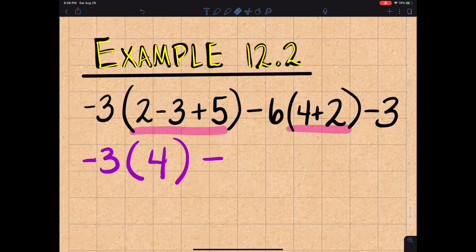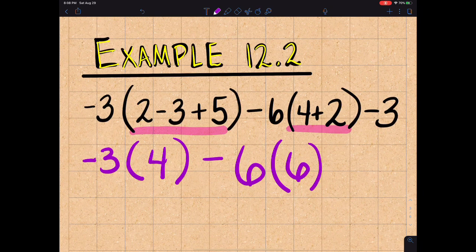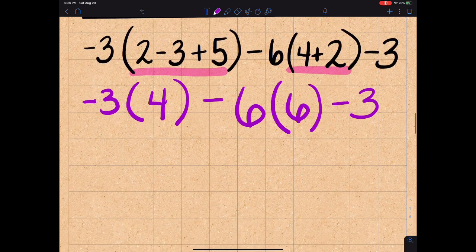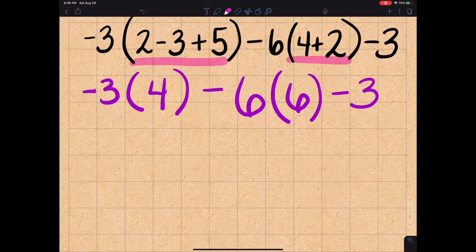I'm going to bring the rest of it down. So minus 6. And what's inside the parentheses is 4 plus 2, so that's going to be a 6. And then bring down that minus 3 at the end. Then we're going to do these multiplication problems next because the order of operations says do these multiplication problems before you do those subtractions, right?